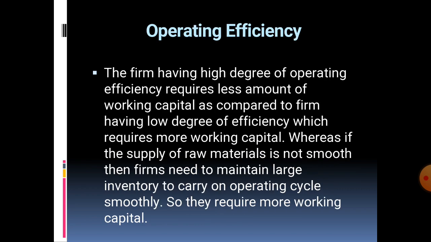Next is operating efficiency. This is the last part of the video. A firm having a high degree of operating efficiency requires less working capital as compared to one having a low degree of efficiency, which requires more working capital. Where the supply of raw material is not smooth, the firm needs to maintain a large inventory to carry the operating cycle smoothly, so it requires more working capital.